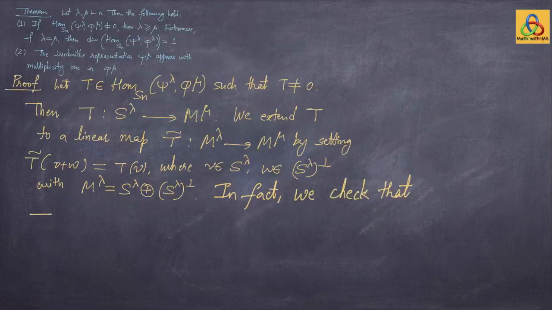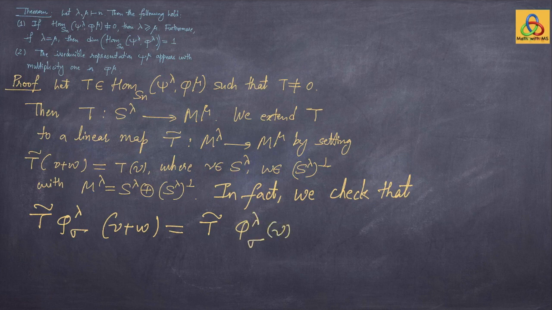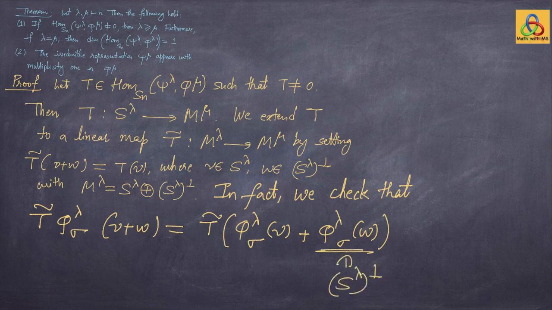We check that T tilde of phi lambda sigma acting on a vector V plus W, by definition, is the same as T tilde of phi lambda sigma of V plus phi lambda sigma of W. But we know that the representation phi lambda keeps both S lambda and S lambda perp invariant. So therefore, the second factor falls inside S lambda perp anyway, and this falls inside S lambda. By our definition of T tilde, this is the same as T of phi lambda sigma of V.